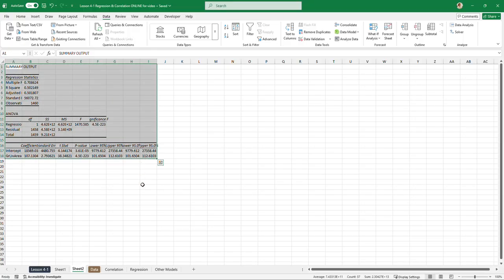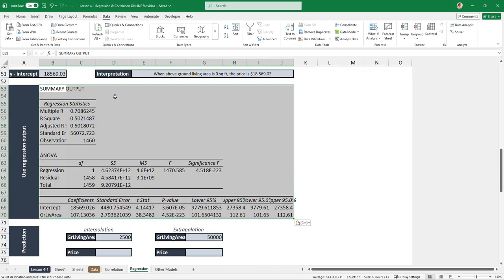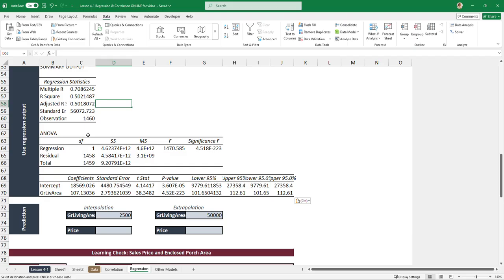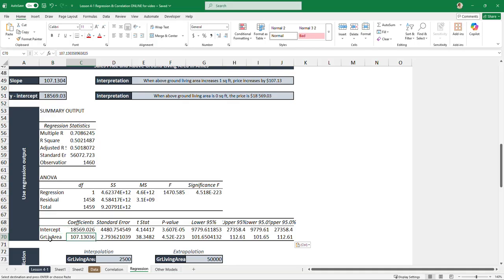From there, I'm going to copy my summary output into my regression sheet here. This has a lot of information, but the two values you specifically need here are your intercept, the same value we had above, 18,569.03, and your slope. The slope specifically doesn't say slope. It says above ground living area, the name for that variable. The reason for that is to remind you that that is the x variable that the slope is multiplied by.